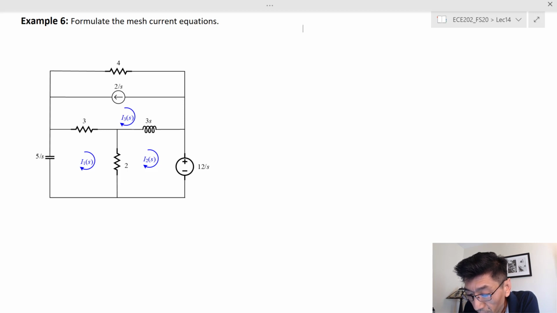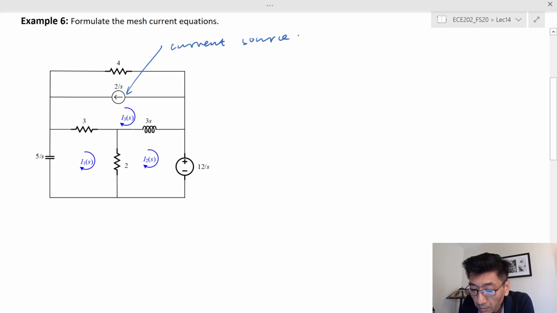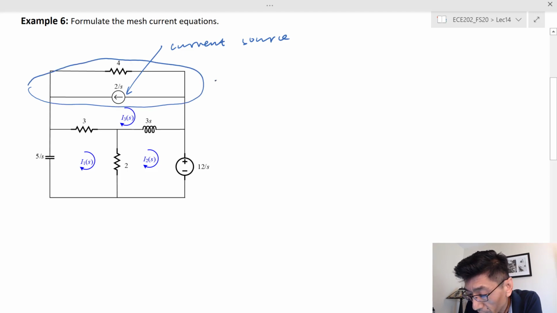This is the first case. We have a current source. You recognize this is a current source, right? I hope you do. And this current source is in parallel with this resistance. So we can do the source transformation on this one here, and we can write this.